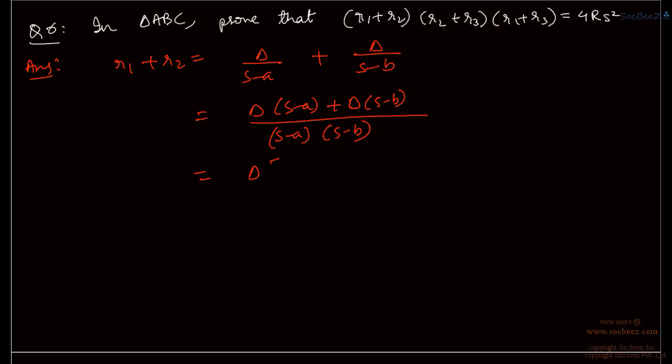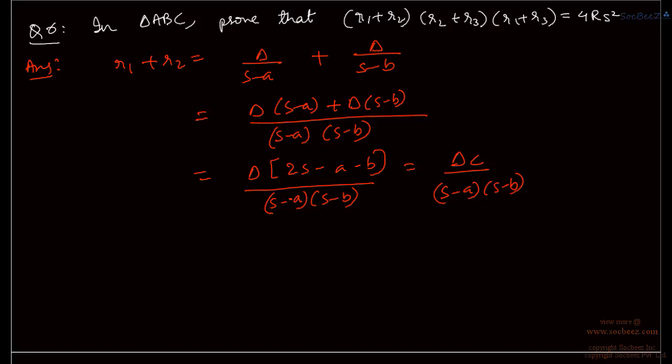This is (2S minus A minus B) by (S minus A)(S minus B). Now we know that 2S is nothing but A plus B plus C. So 2S minus A minus B must be equal to nothing but C. So this is equal to delta C by (S minus A)(S minus B). Right.